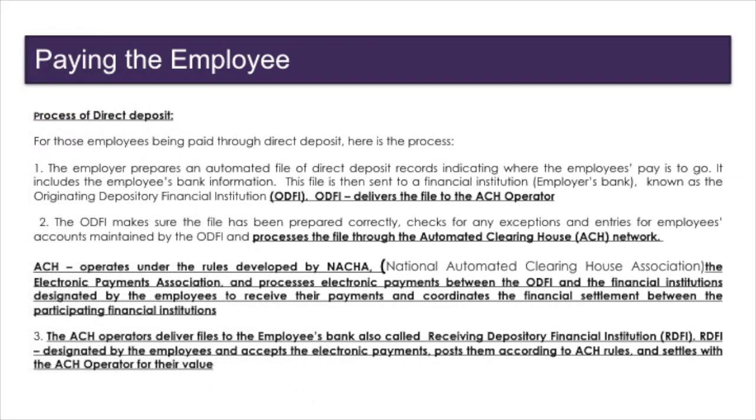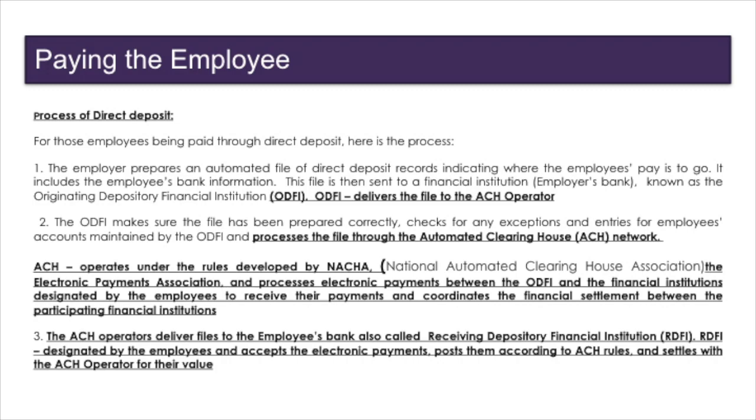Knowing the process of direct deposit is very important from the exam perspective. So what is the process of direct deposit? For the employees being paid through direct deposit, here is the process. First, the employer prepares an automated file of direct deposit records indicating where the employee's pay is to go. It includes the employee's bank information. The file is then sent to the financial institution, that is the employer's bank, which is also known as Originating Depository Financial Institution, and the short form is ODFI.